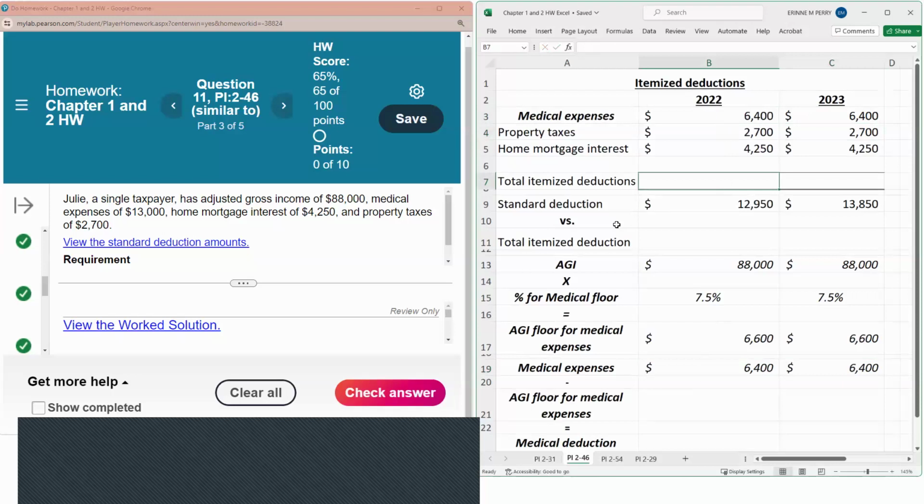So essentially, add the total medical expenses that are allowed to be deducted, property taxes of 2,700, and the home mortgage interest of 42,000. And that gives us a total of $13,350 for both years.